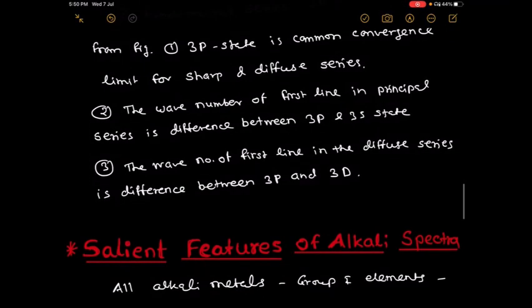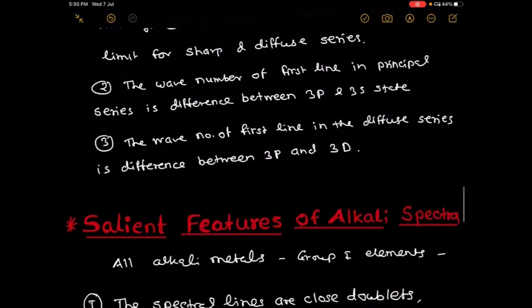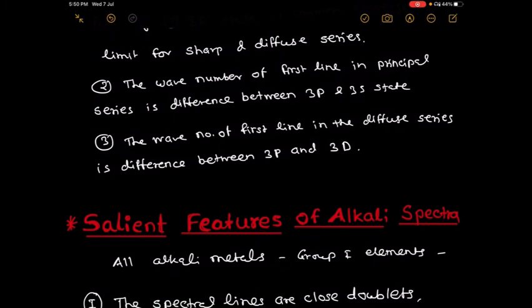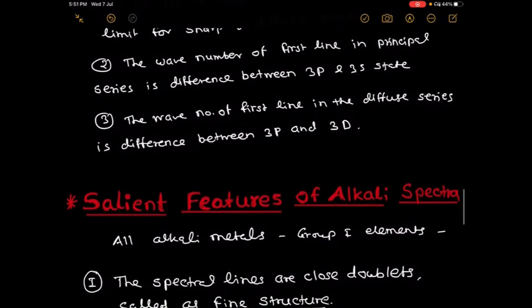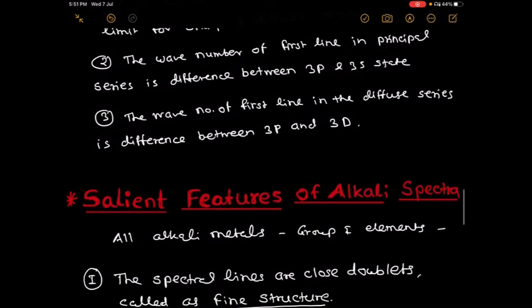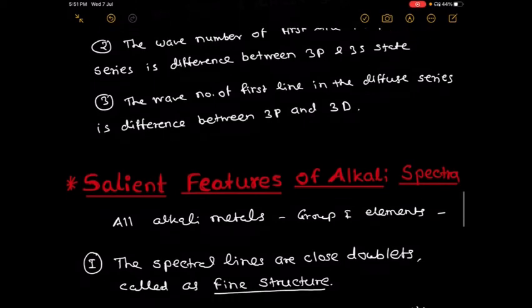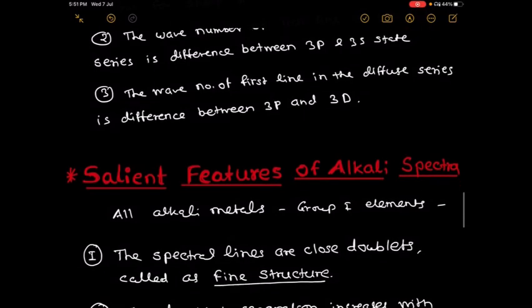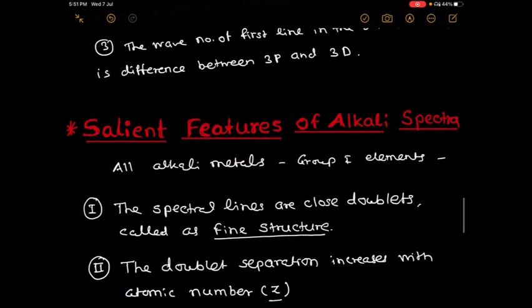Now, what are the salient features of the general alkali spectra? That means we have to consider all alkali metals. Those are the group first elements. First one is, all spectral lines are closed doublets except S state. All are doublets, that we discussed here. Hence, the resulting spectrum becomes a fine structure.